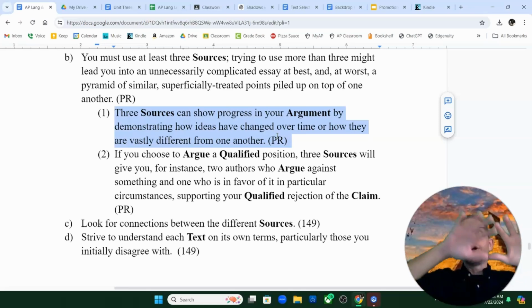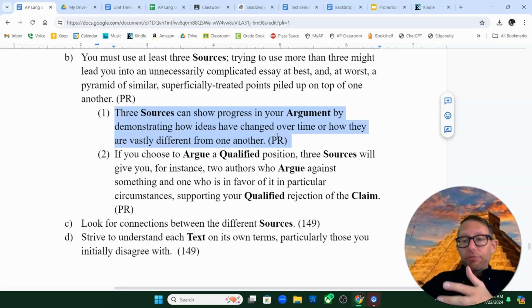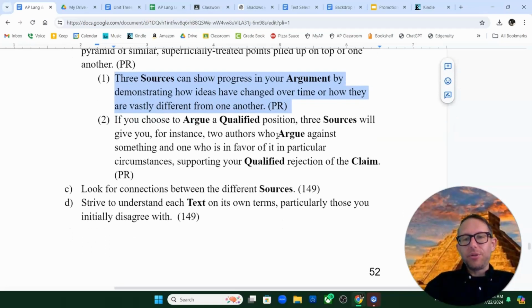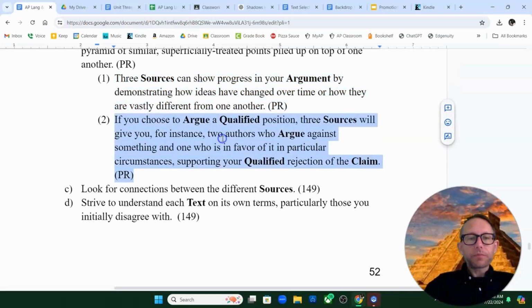Either you're showing how there are lots of different views by having 3 sources, or you're showing how it has changed over time by having 3 sources. In any event, 3 sources is really the good standard to try to strive for, okay? If you choose to argue a qualified position, 3 sources will give you, for instance, 2 authors who argue against something and one who is in favor of it in particular circumstances, supporting your qualified rejection of the claim.